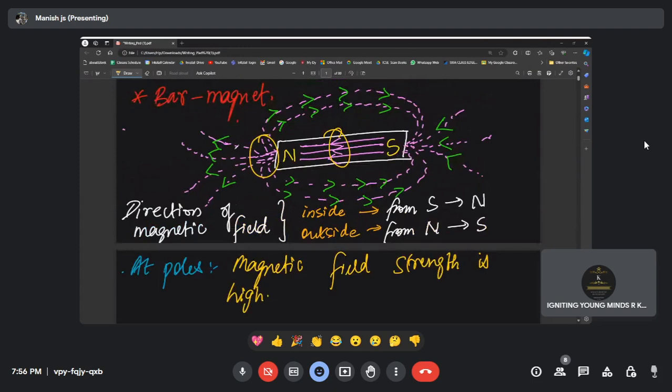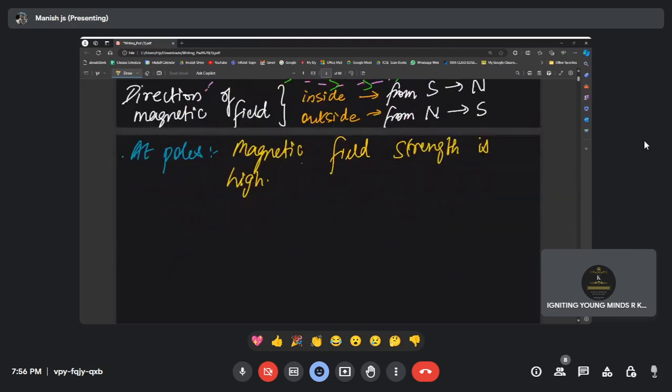You can see the magnetic flux is greater at the poles because you have so many magnetic lines of force entering or leaving that particular region. That's why the flux is greater. If flux is greater, then magnetic field strength is also typically higher. That's the reason at poles magnetic field strength is high.